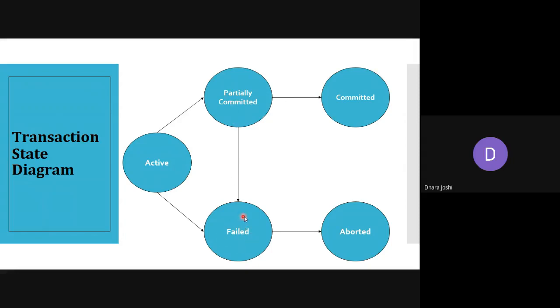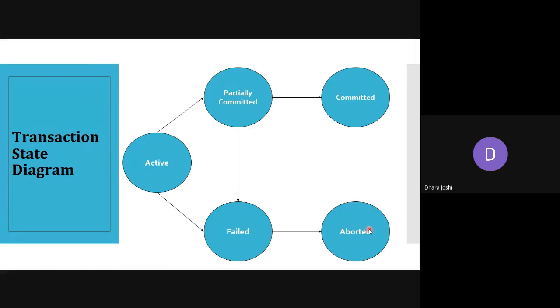In the failed state, what are we doing? We are rolling back the operations and returning to the previous or beginning stage from where we started. So it is called aborted. And if we are done with all the instructions properly, then we commit it. That means we save those changes and reflect them in the database. It is called committed. In both the committed state and the aborted state, the database is consistent.